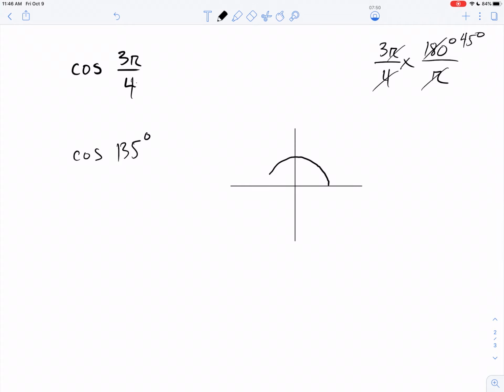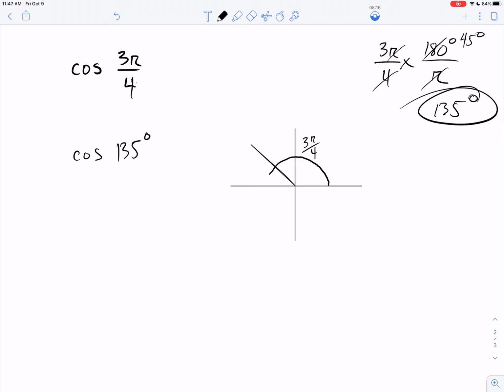I'm in quadrant 2. When I draw this angle, 135 degree angle, I'm in quadrant 2. It has a terminal side. That is the side at which it stops. Oh my gosh. Then, and guess what? This is my 3 pi fourths angle. Same as a 135.